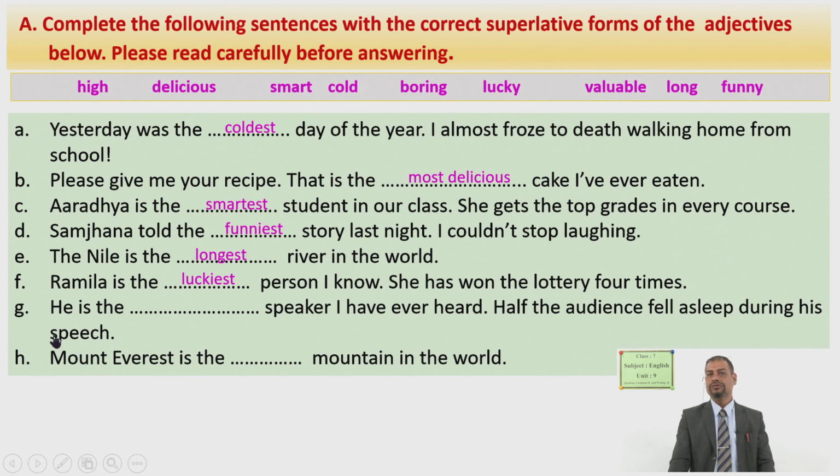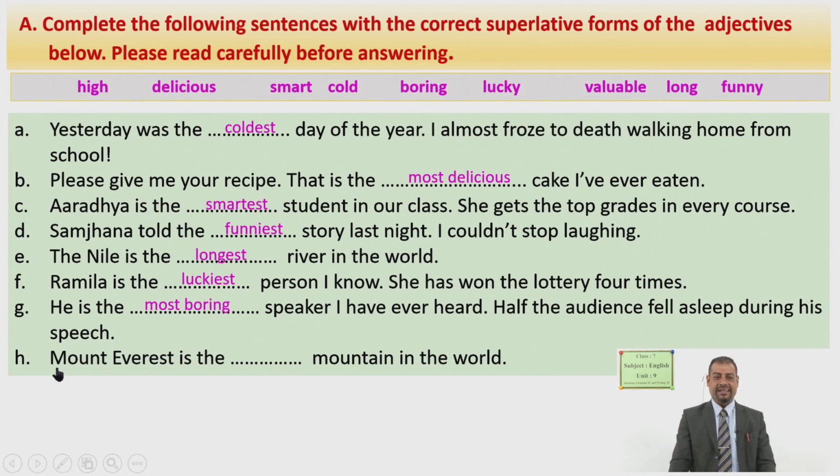Okay. Now G. He is the. What is the correct adjective here? Yes, you are right. Boring. And what is the superlative form of boring? Boringest or most boring? What do you think is the correct one? Most boring. Okay. Speaker I have ever heard. Half of the audience fell asleep during his speech. So while he was speaking, people slept there. So boring.